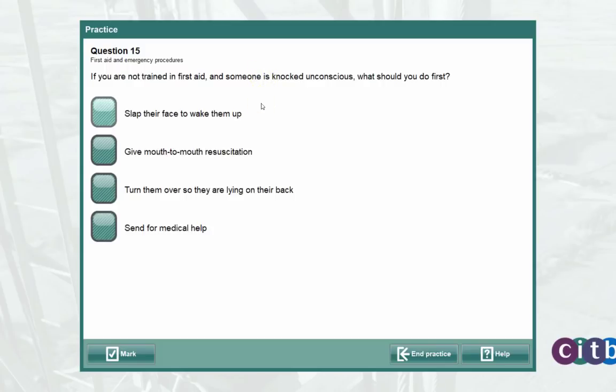If you are not trained in first aid and someone is knocked unconscious, what should you do first? Slap their face to wake them up. Give mouth-to-mouth resuscitation. Turn them over so they are lying on their back. Send for medical help.